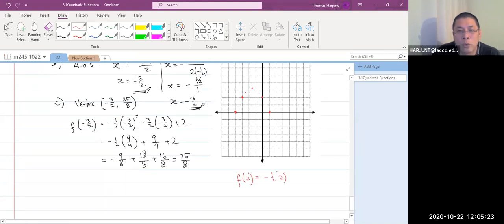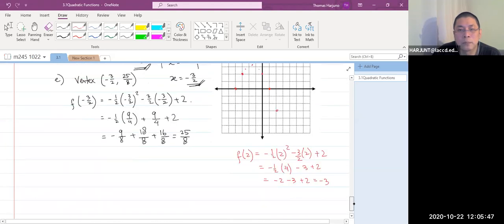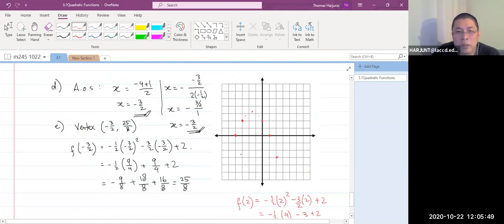-1/2 times 2 squared minus 3 times 2. I'm sorry, 3/2 times 2 plus 2. This is -1/2 times 4 minus 3 plus 2. That's -2 minus 3 plus 2. So when x equals 2, it will be -3. By symmetry, then it must be -3 also here. So the graph will approximately look like this.